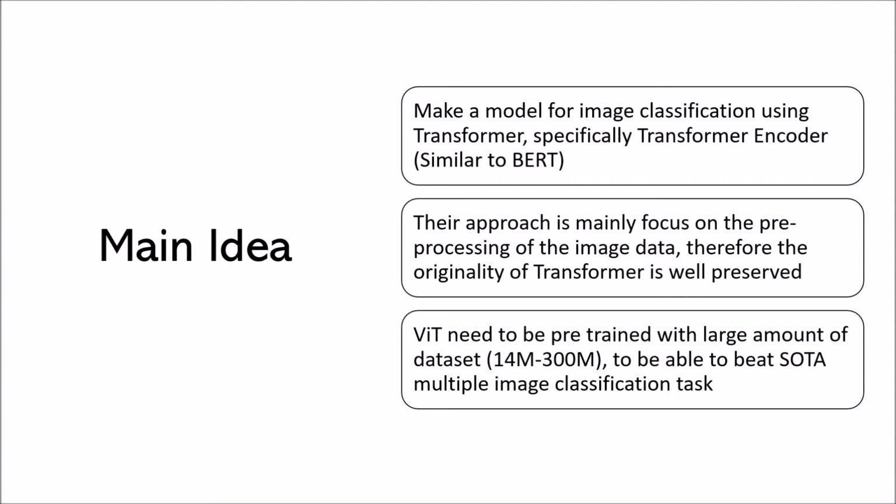The main idea of this paper is trying to make a model for image classification using transformer only. So they do not use a convolution layer, they only use transformer. And their approach is mainly focused on the preprocessing of the image data. Because as you know, transformer is a sequence-to-sequence model usually used in NLP for sequences of words. Now, the authors need to figure out how to input an image into the transformer without changing the originality of the transformer.